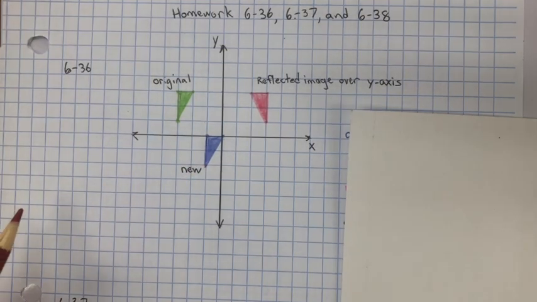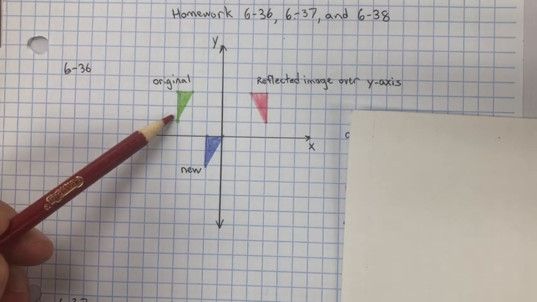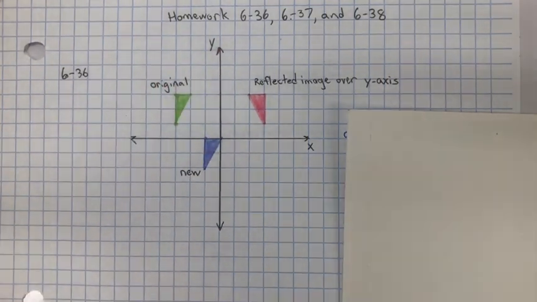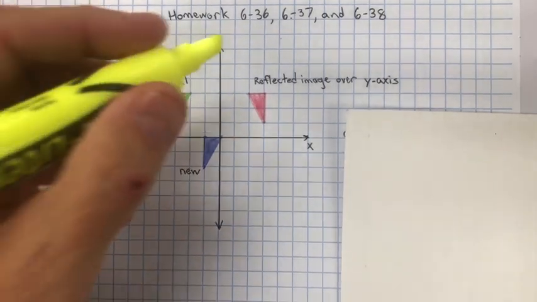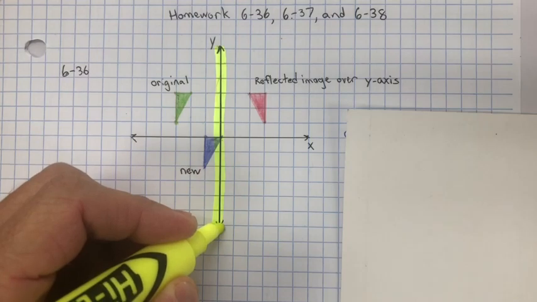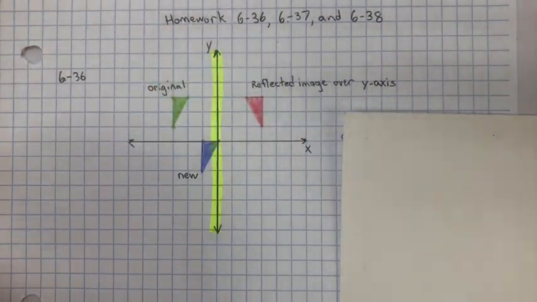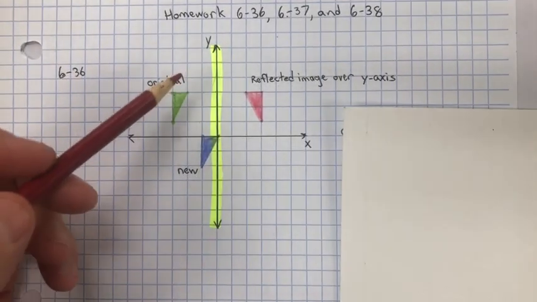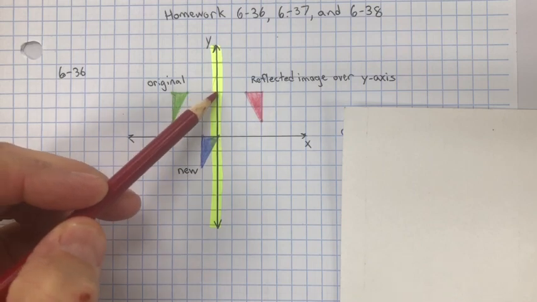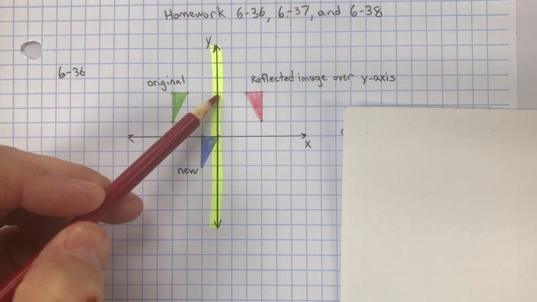For C, on your graph reflect the original triangle across the y-axis. So here's the y-axis. And anytime I'm doing reflecting, I always want to highlight the axis that I'm reflecting over. So I know it's going to jump over to the other side or flip to the other side. For reflection, one way is just to count the vertices and how far they are from the axis that you're reflecting over. So they need to be equidistant.